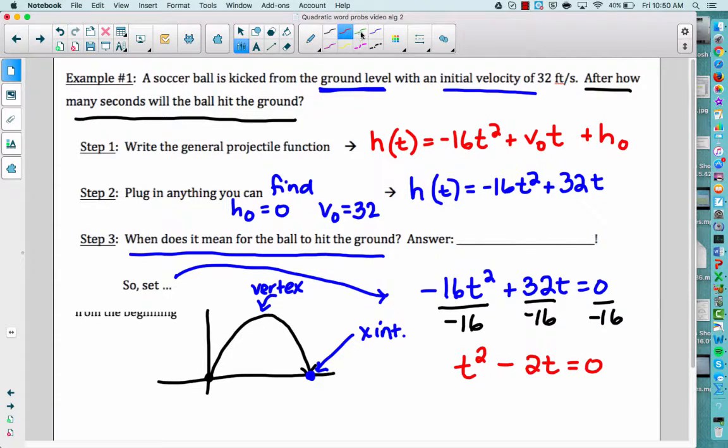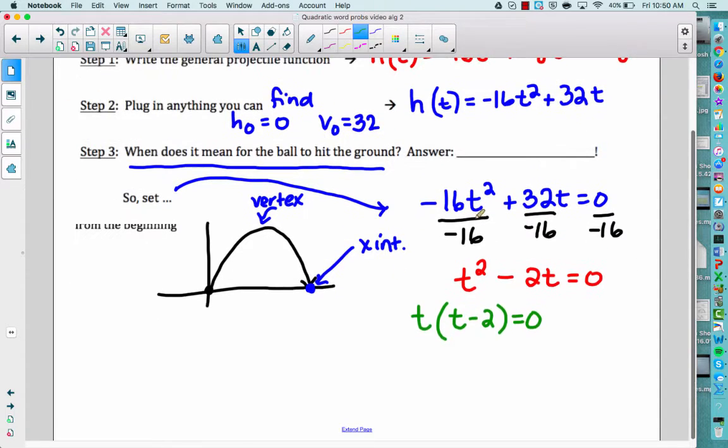Okay, so now I have to solve by factoring. Now this is one of those special cases. Remember, first step we always do is we take out our GCF. So I'm going to take out a t, and I'll be left with t minus 2 equals 0. All right, so then we set each piece equal to 0.